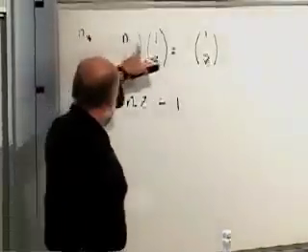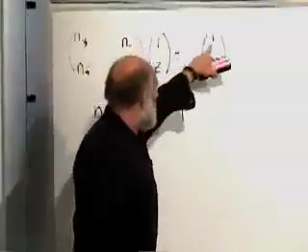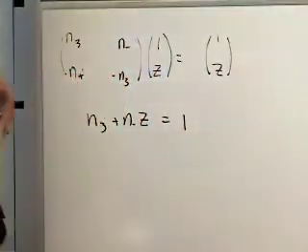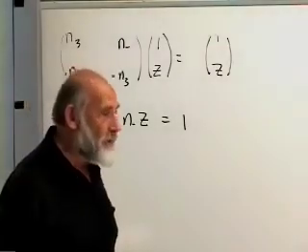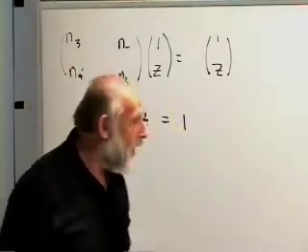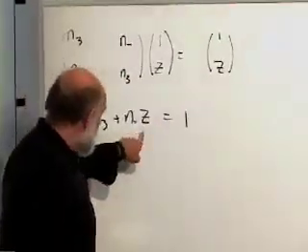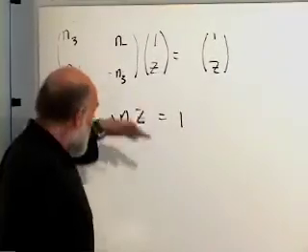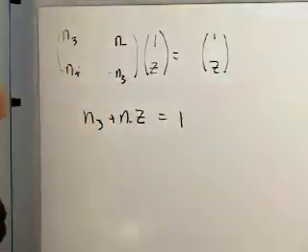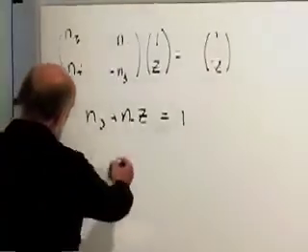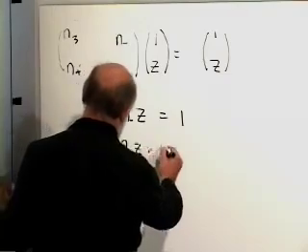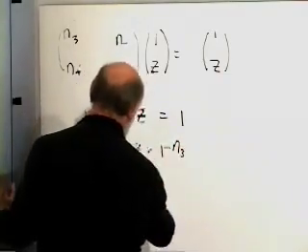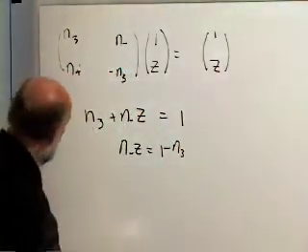That's reading off the top component of the left-hand side and setting it equal to the top component of the right-hand side. Now, you can do the same with the bottom component. You'll get exactly the same equation for z. So I won't even bother. We obviously have enough equations here to find z. So let's just solve it. We can subtract n3. We get n minus z is equal to 1 minus n3, and then divide by n minus.